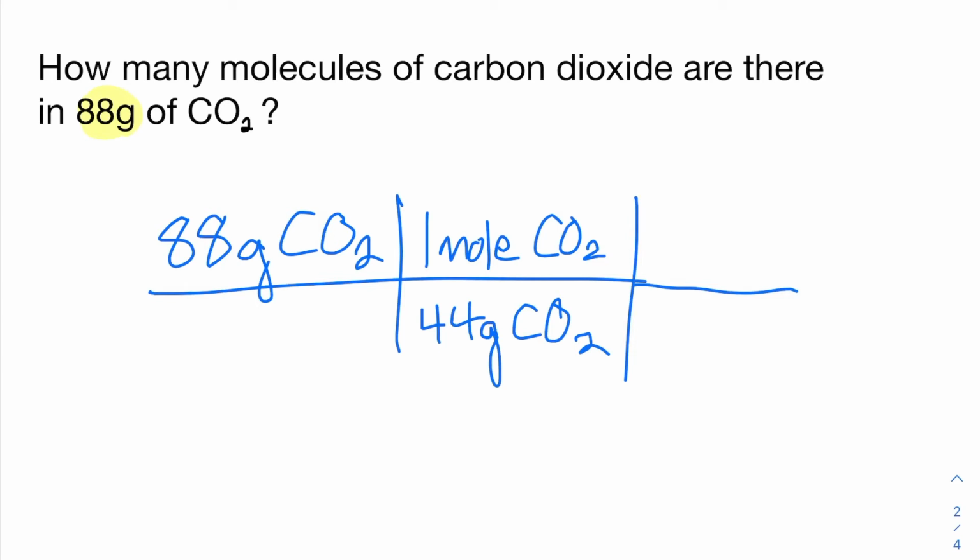And then we need one more conversion here. So we are going to introduce a number here called Avogadro's number. And that tells us how many molecules we have per mole. And that number is a constant value. It's 6.022 times 10 to the 23rd. So that's how many molecules we'll have.